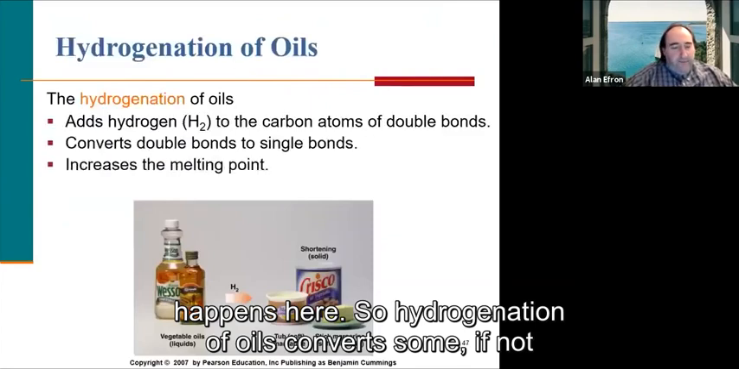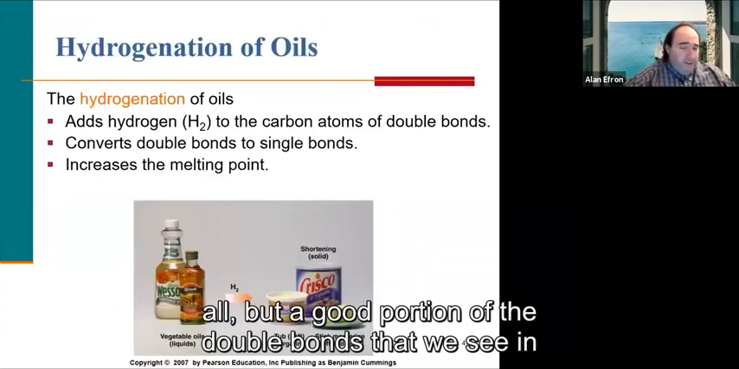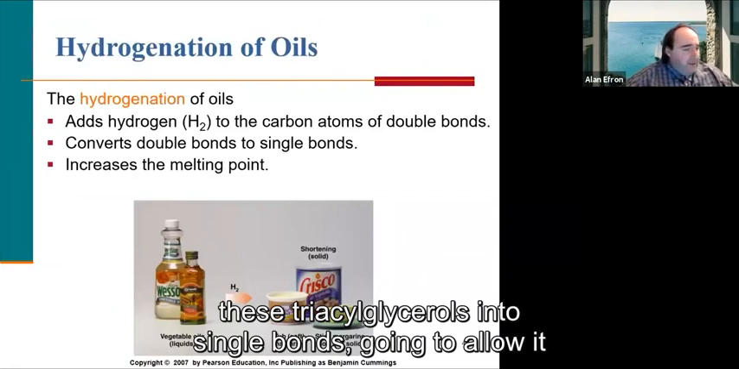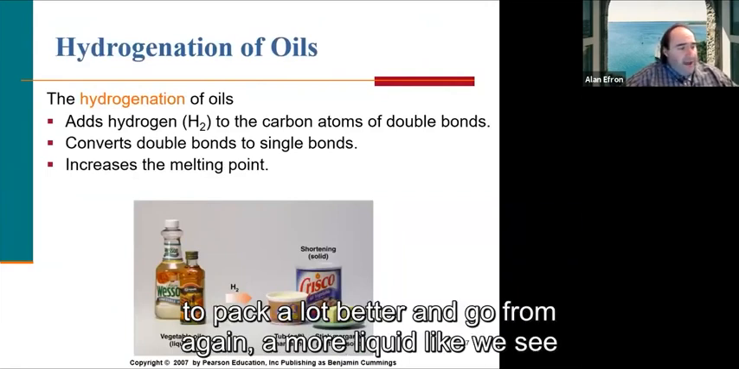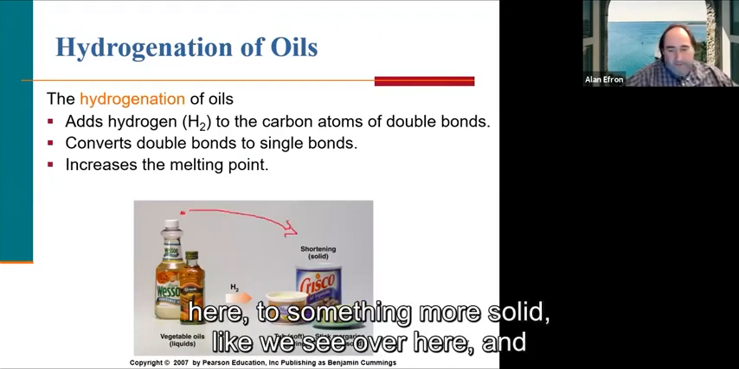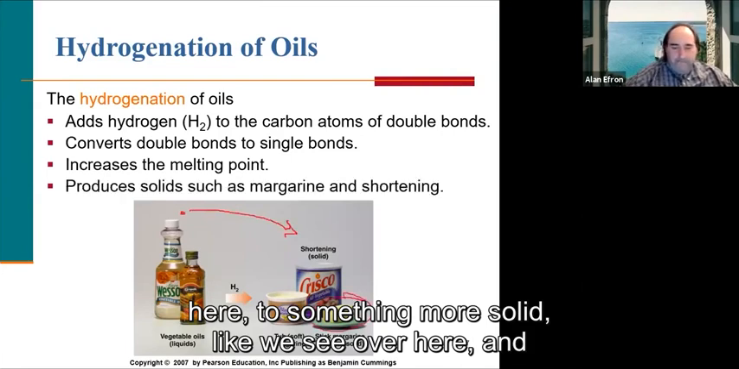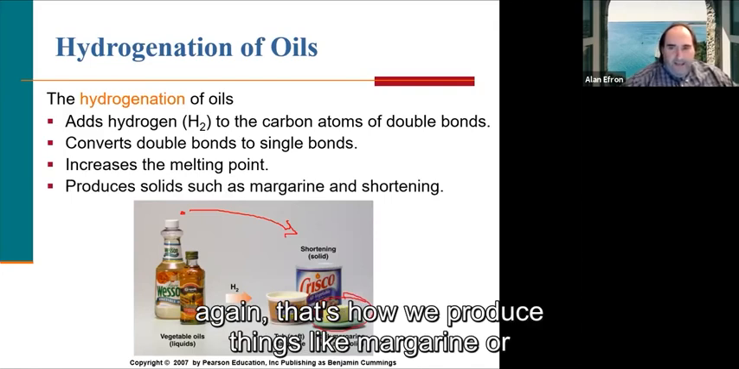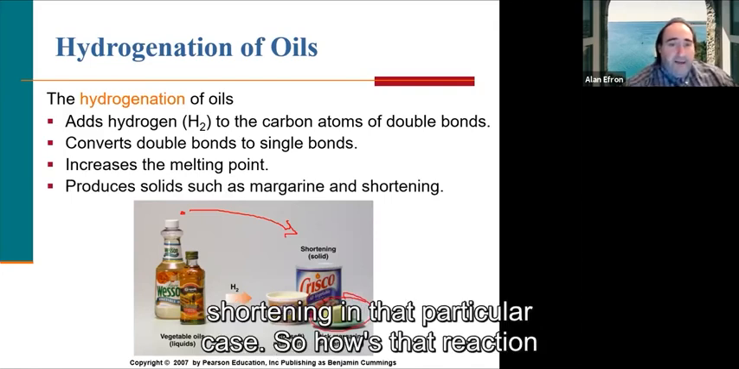So hydrogenation of oils converts some, if not all, but a good portion of the double bonds that we see in these triacylglycerols into single bonds, which allows it to pack a lot better and go from, again, a more liquid state like we see here to something more solid like we see over here. And again, that's how we produce things like margarine or shortening.